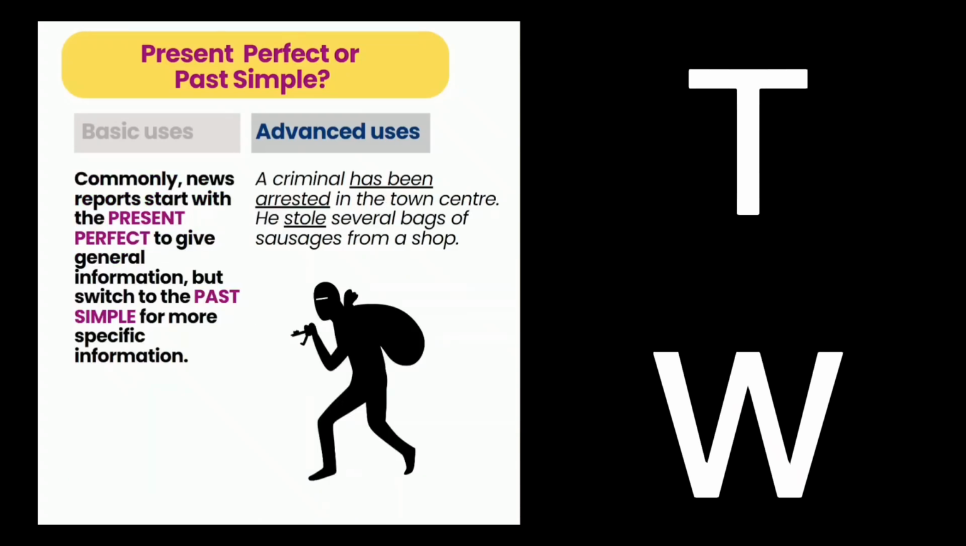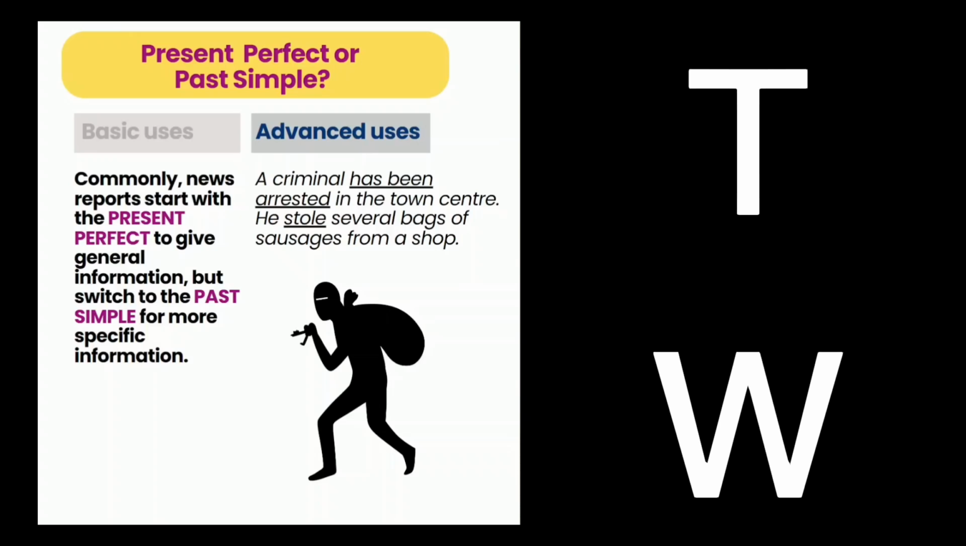Commonly, news reports start with the present perfect to give general information, but switch to the past simple for more specific information. Look at this. A criminal has been arrested in the town centre. He stole several bags of sausages from a shop. So to start general, the present perfect fits because we're talking very generally about an event and we're not being specific about the time. An event happened in the past at any time in the past.